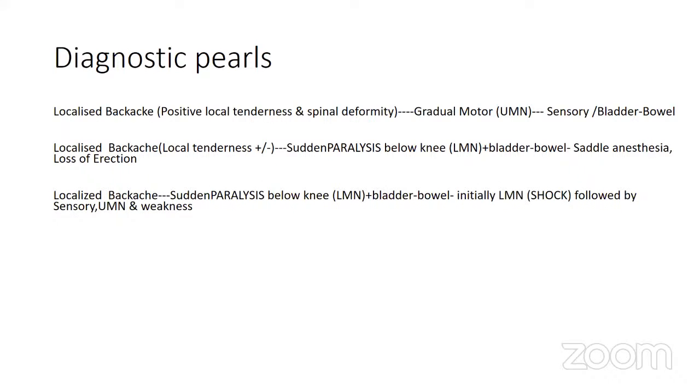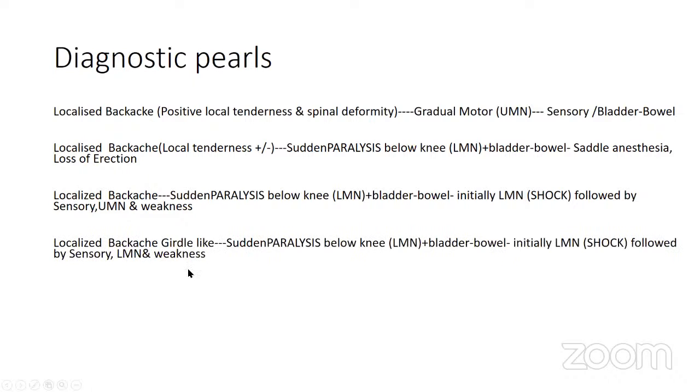There is another case: localized backache, sudden paralysis below the knee, bladder and bowel involvement, initially lower motor neuron type, that is spinal shock, followed by sensory loss, upper motor neuron signs, and weakness. So what is the diagnosis? Initially sudden paralysis, but it's a localized backache. So basically it is a neoplastic condition. Most commonly it is an intradural extramedullary tumor. So that is how it is a localized backache.